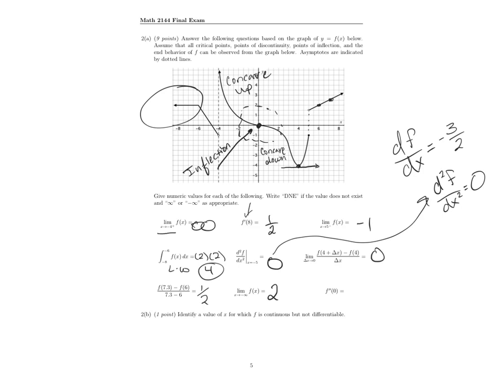Important to note is inflection points have a second derivative value of 0. They're like critical points, but for the second derivative. And so we've rounded out that entire section.